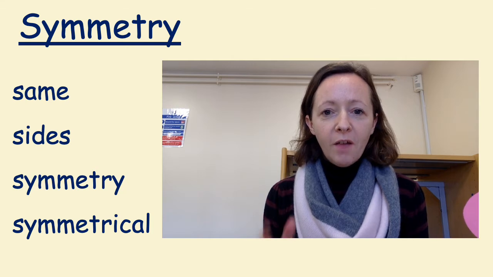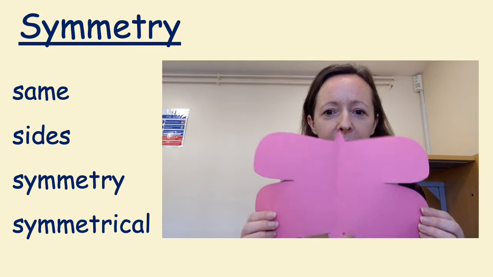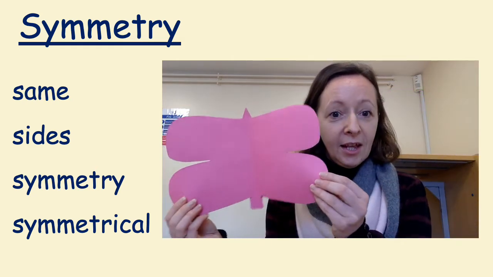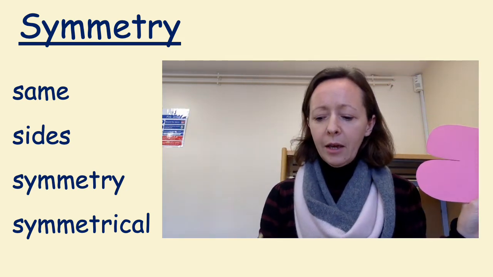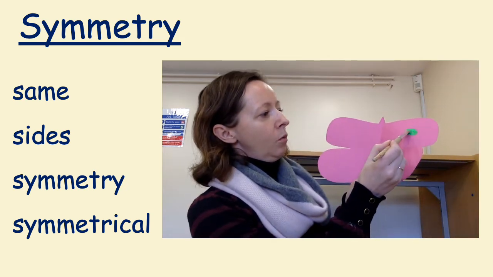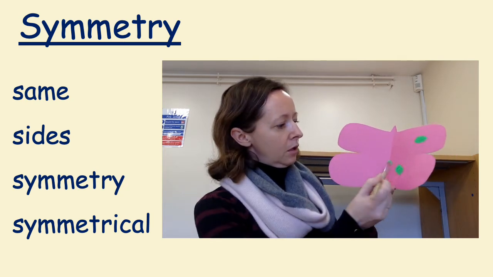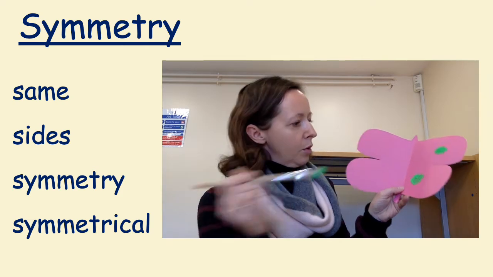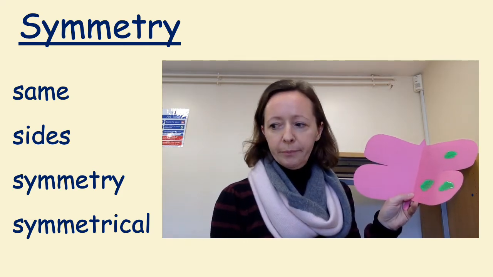So reception, I've got a shape that I'm going to show you now, and I wonder if you know what it is. That's right, it's a butterfly. Now, I've also got some paint here, so bear with me, because I'm going to put one splotch here. I'm going to put another big splotch there. And I've got to put one more big splotch here on my butterfly.